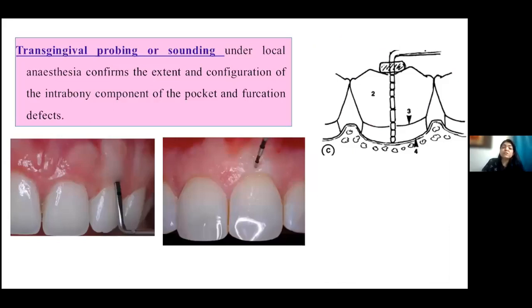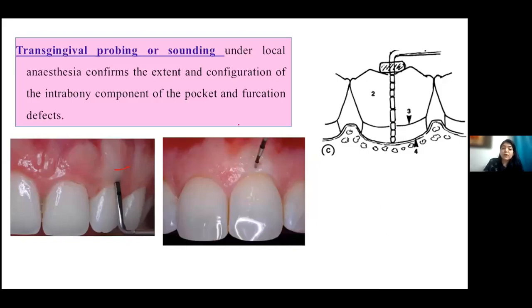Then you do something known as transgingival probing or bone sounding. What is bone sounding? Can you see in these images? First, you insert the probe and check your probing depth. Secondly, you first anesthetize. After that, wherever you have located the resistance to probing, here supposedly, from outside you will put your probe to see where the level of the bone is.